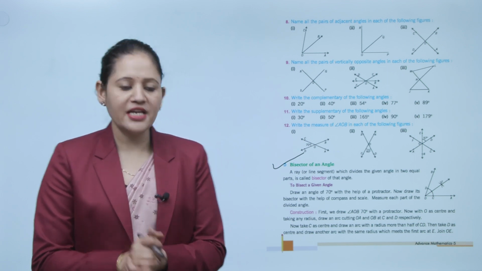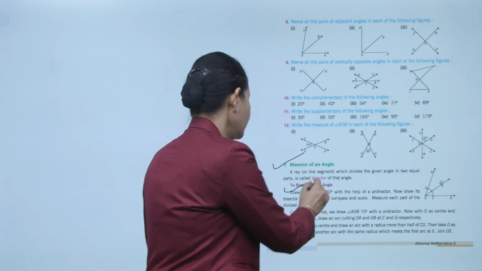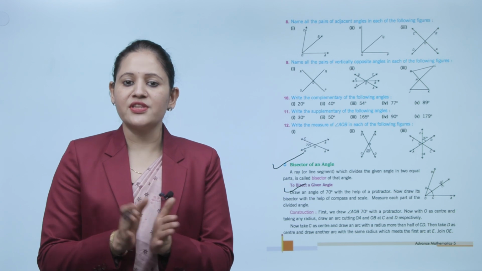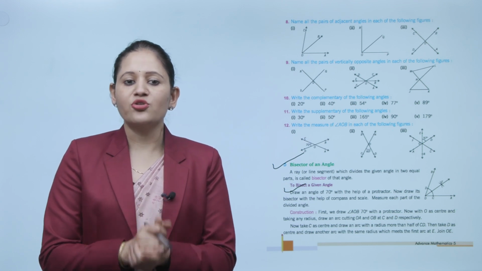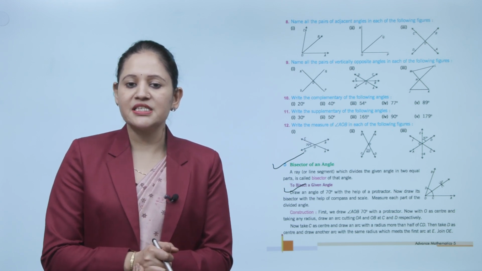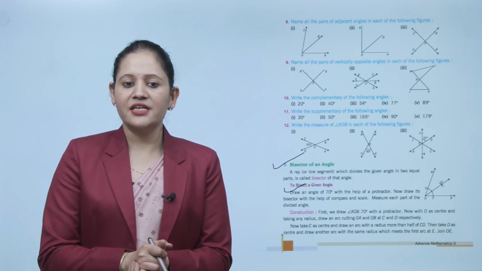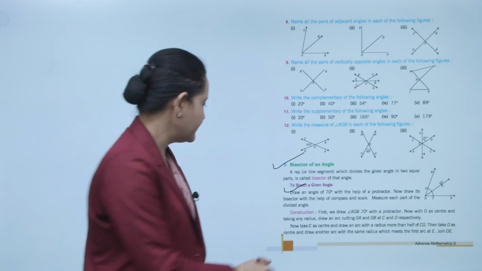To bisect a given angle, how will we bisect an angle? Draw an angle of 70 degree with the help of protractor. Now draw its bisector with the help of compass and scale. Measure each part of the divided angle. Construction.